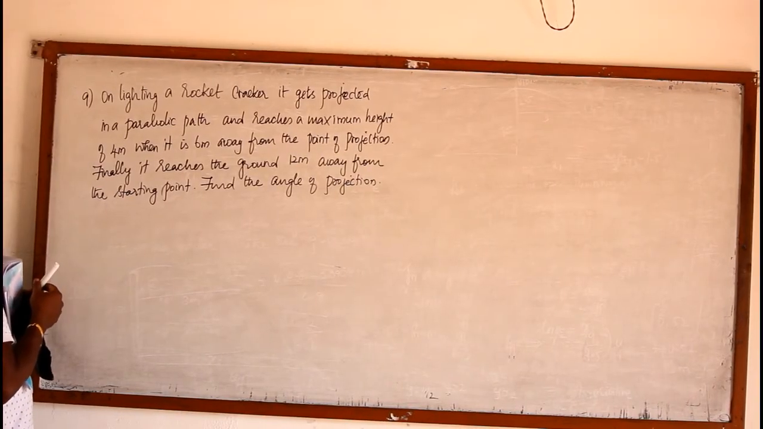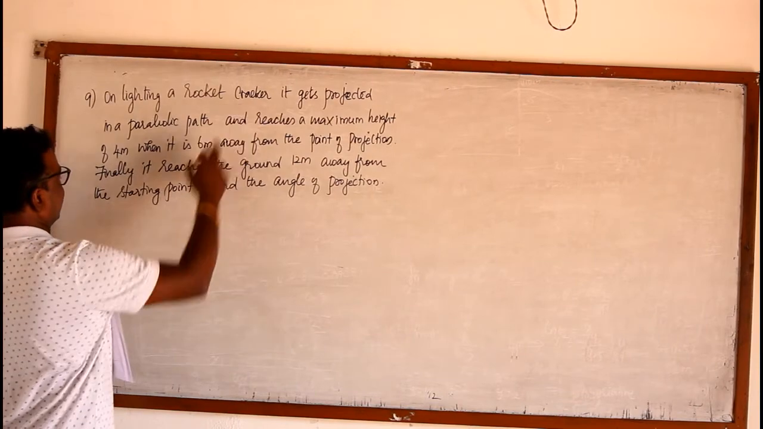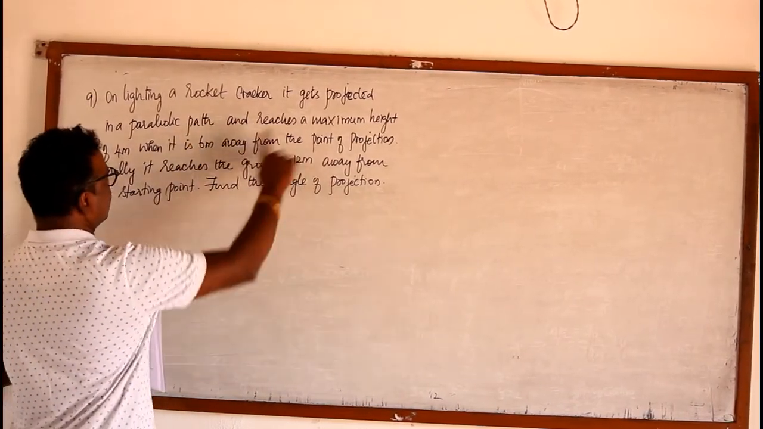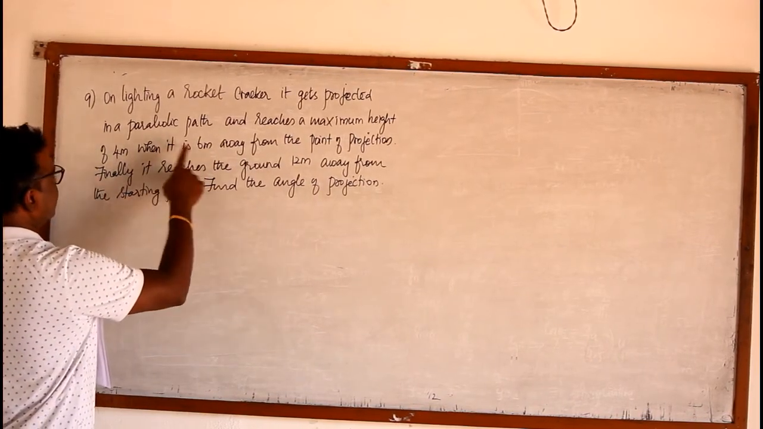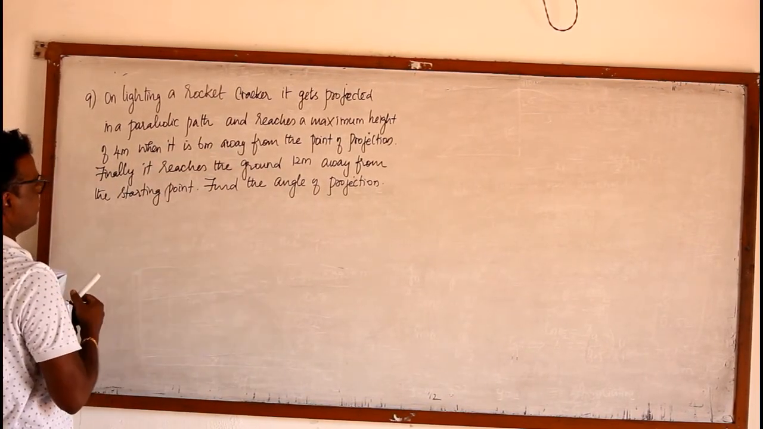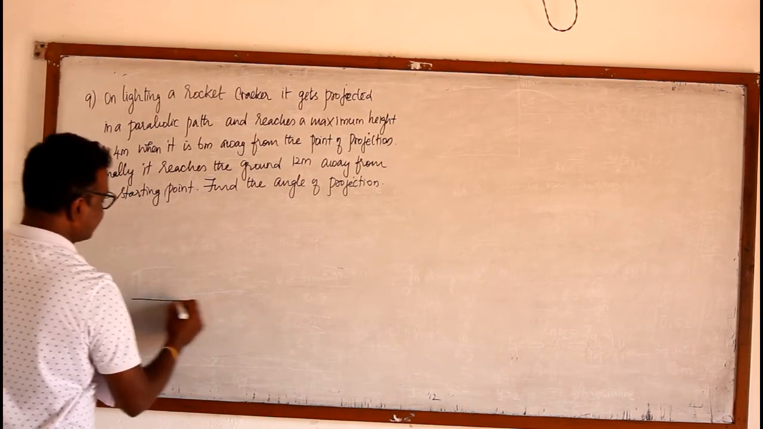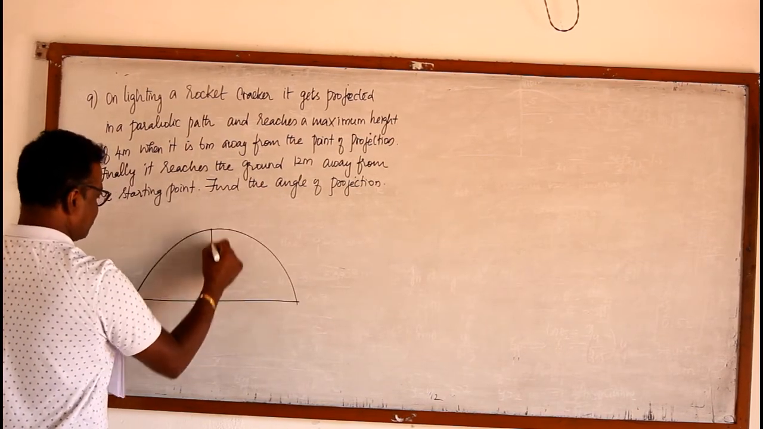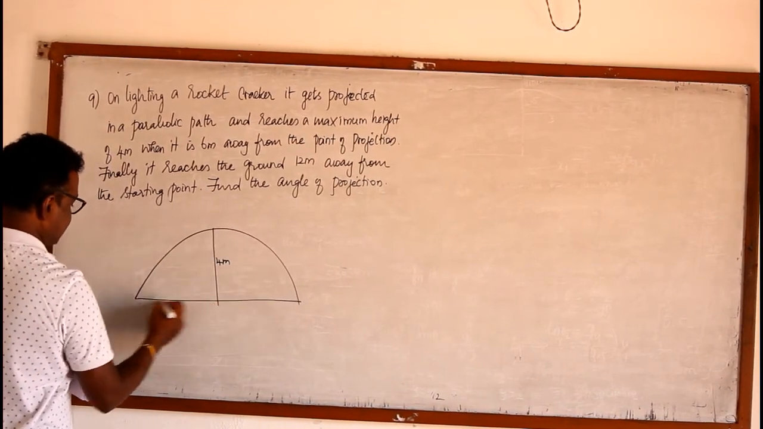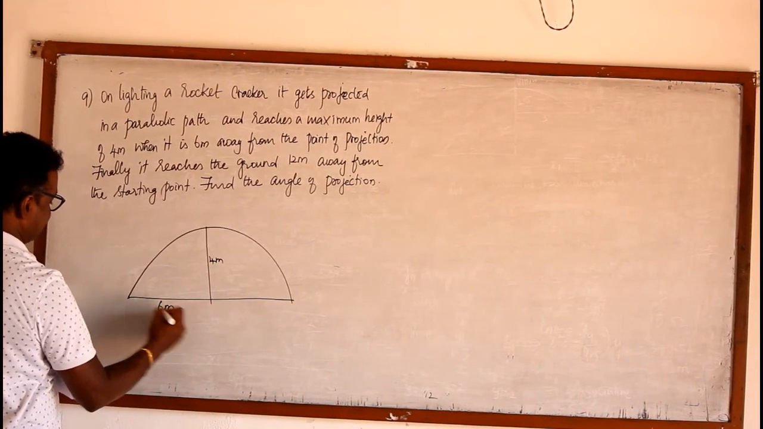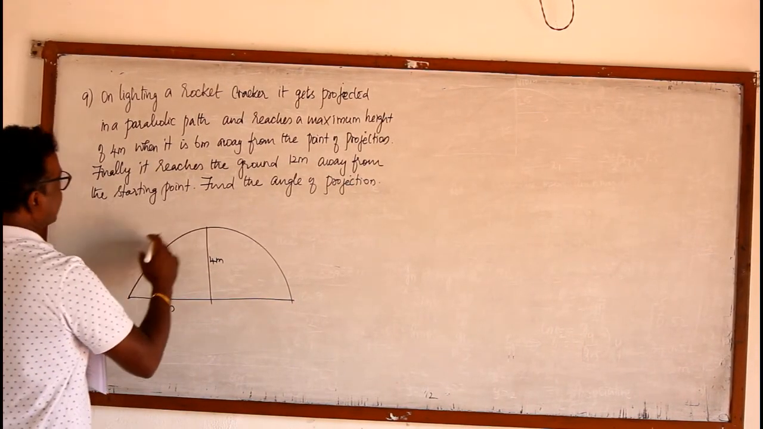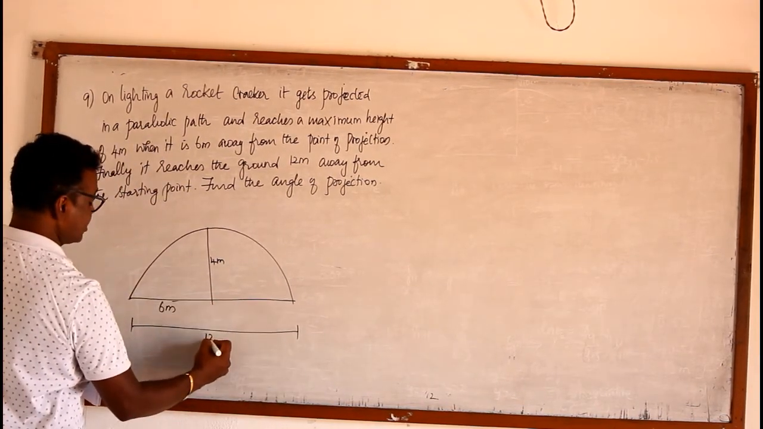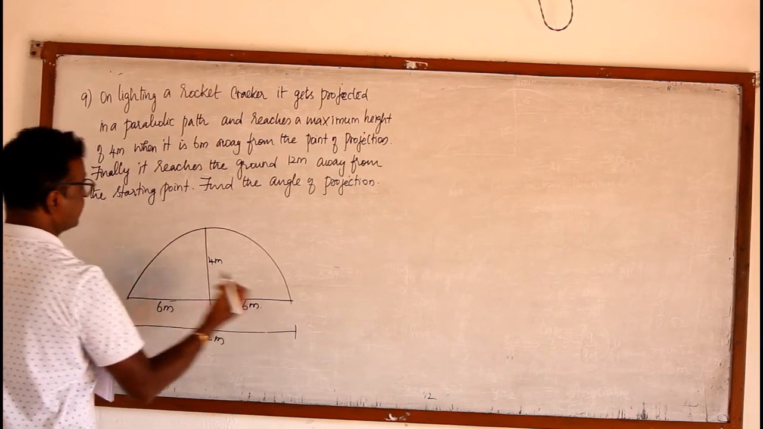Now we should go for the 9th problem. On lighting a rocket cracker, it gets projected in a parabolic path and reaches a maximum height of 4 meter when it is 6 meter away from the point of projection. Finally it reaches the ground 12 meter away from the starting point. This is 12 meter, that means this is another 6 meter.